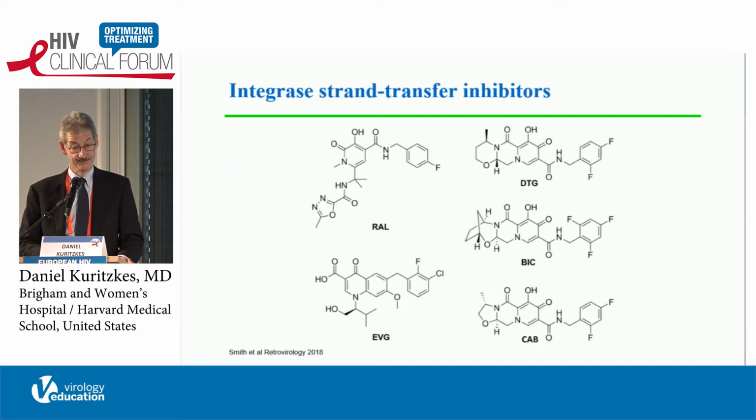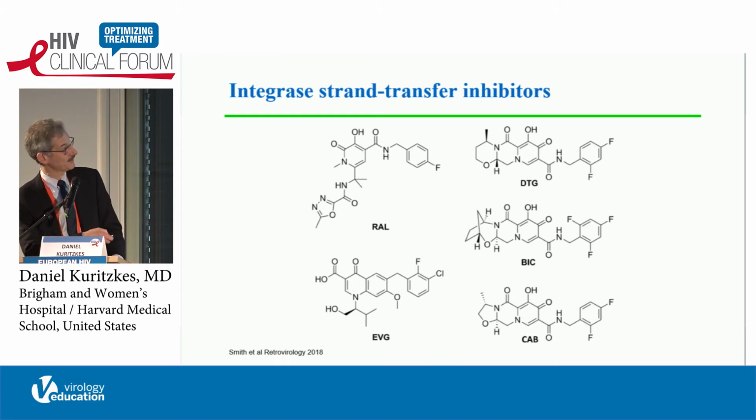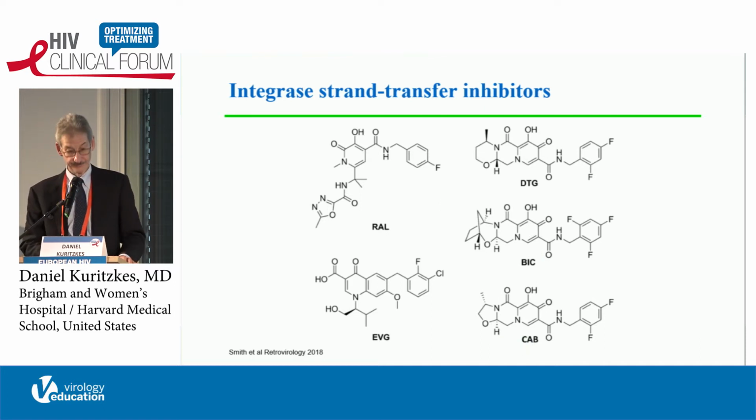So this slide is not meant to help you learn the chemical structures, but just to emphasize that what we speak about as first generation integrase inhibitors are raltegravir and elvitegravir, and we now have three second generation INSTIs: dolutegravir, bictegravir, and soon to be approved cabotegravir.